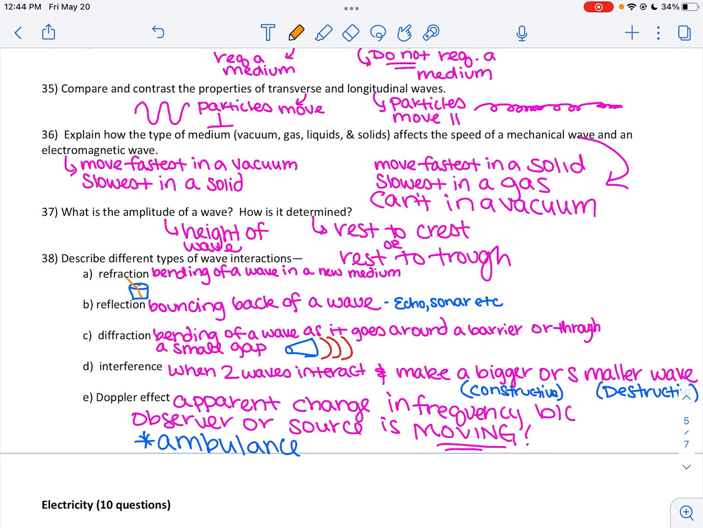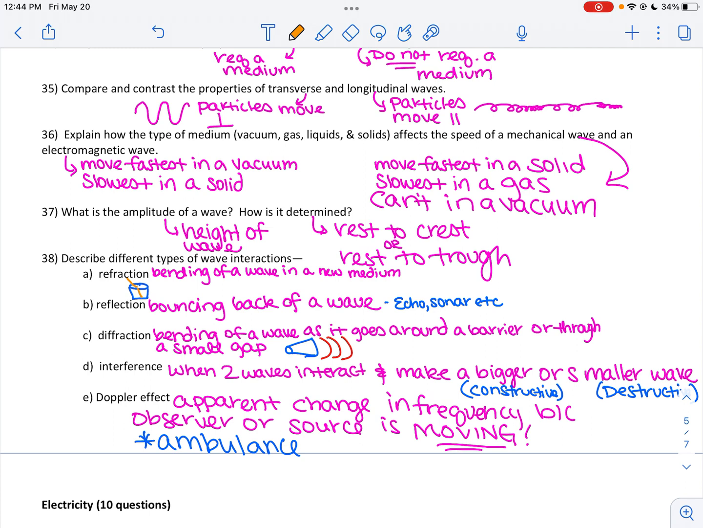Interference, when those two waves interact, it can either make a larger or smaller wave, constructive for the bigger one, destructive for the smaller one. The Doppler effect would be that apparent change in frequency because the observer or source is moving.